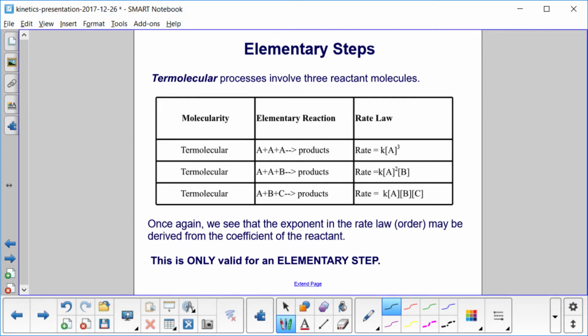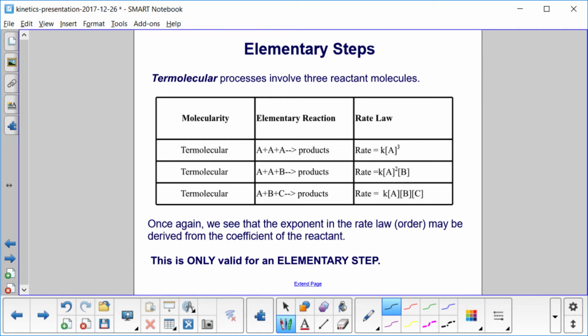Once again, the exponent in the rate law, or the order with respect to that reactant, can be derived from the coefficient of the reactant. And that is only true if we're talking about an elementary step. Remember, before we said that you could only derive that exponent from experimental data. But if we're talking about an elementary step, we can use the coefficient.